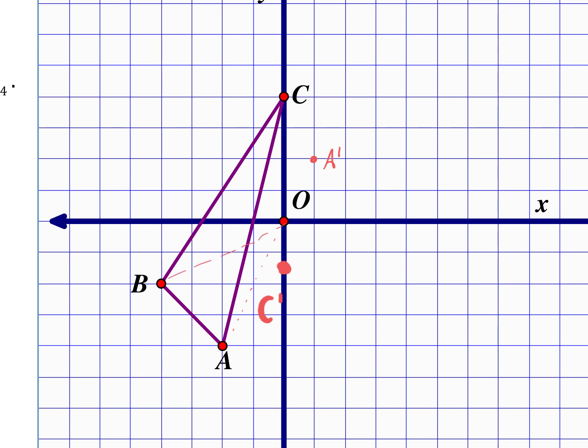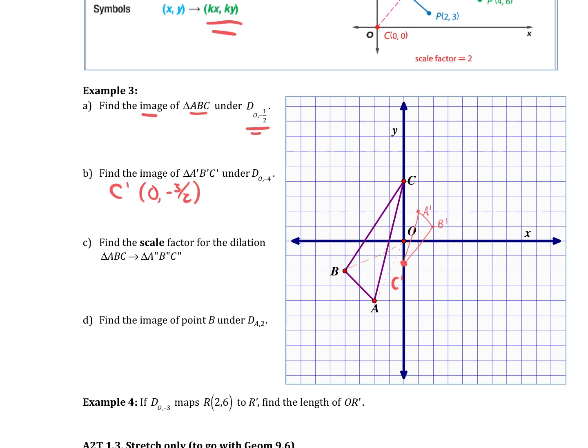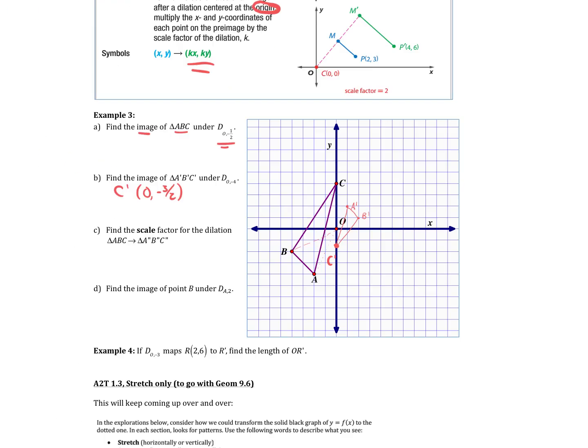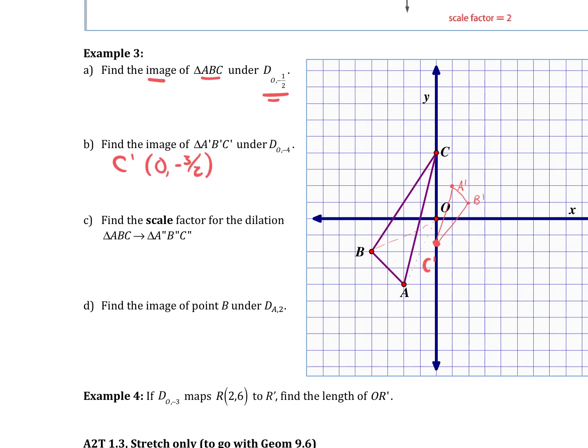I'm going to go half as far back in the other direction. I think that would be right there. So my triangle looks like this for A prime, B prime, C prime. C prime is just really thick because of similarity things that are happening. Okay. Find the scale factor dilation from, what?